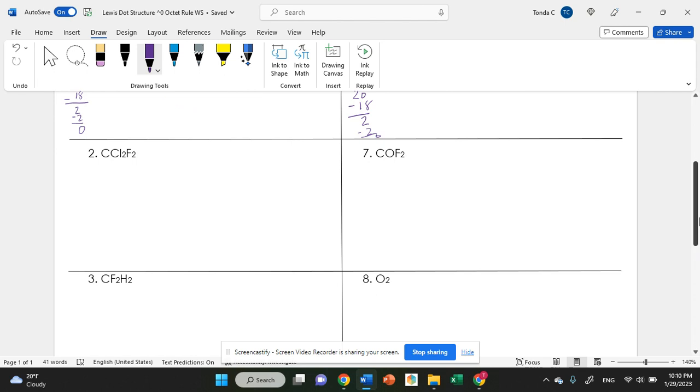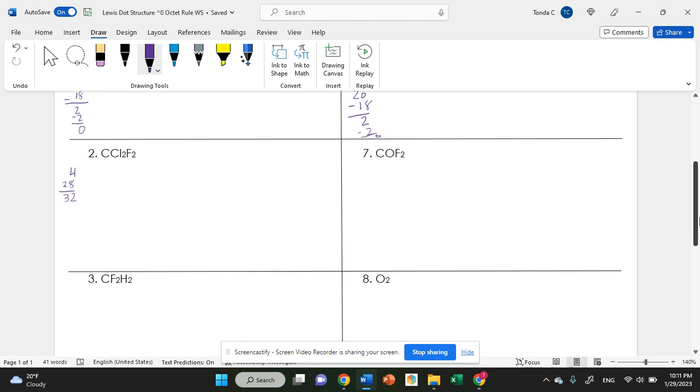So if we're focusing on number 2, here I have a carbon, which donates 4. Here I have 2 chlorine, so that gives me 14, plus 2 fluorine, which also gives me another 14, which gives me a total of 28. And this gives me a total of 32 that I am working with.